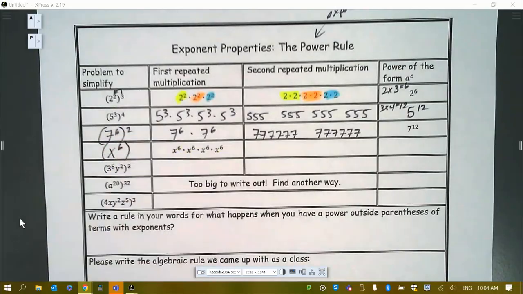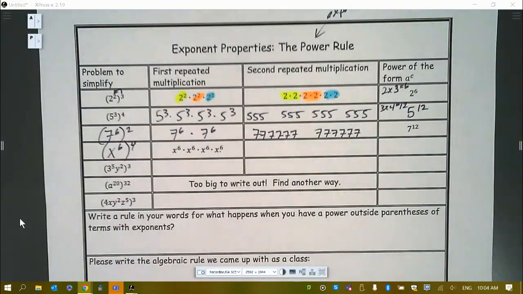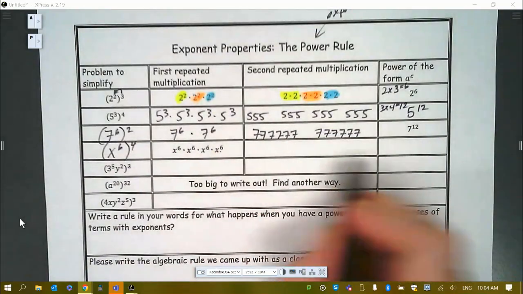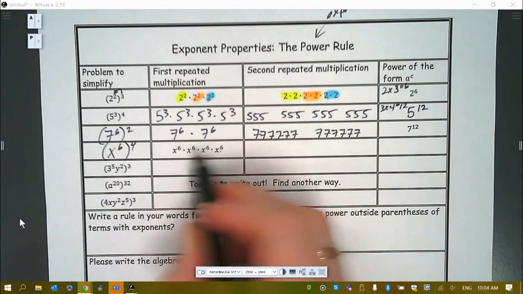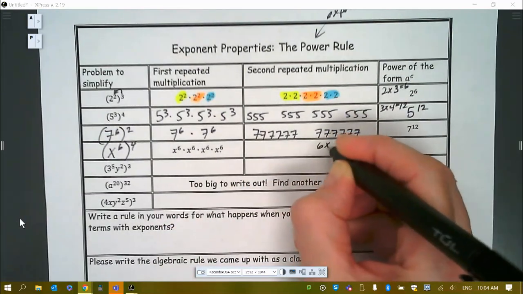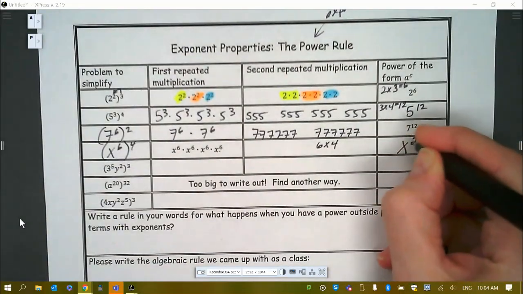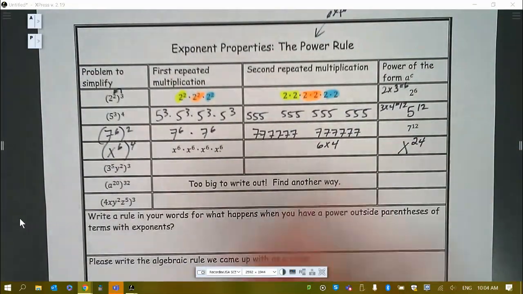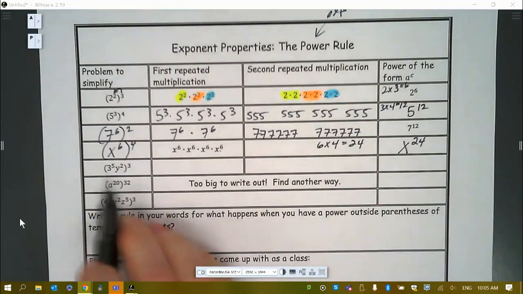X to the 6th is my term that I'm repeating. And how many times? 1, 2, 3, 4. So I'm repeating it 4 times. Now I could write out all these x's, right? But again, that gets a little tiresome. So think about what's happening here. I'm doing 6 four times, or 6 times 4, which is going to give me x to the 24th, right? Because 6 times 4 equals 24.